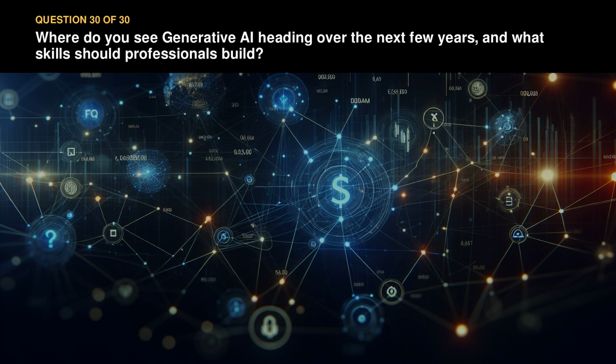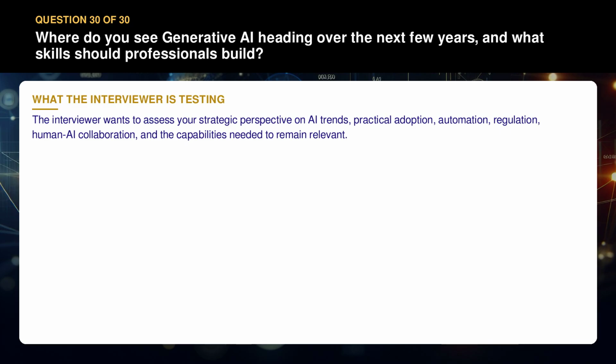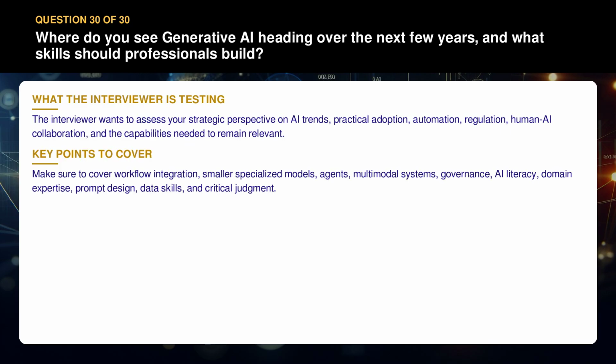Question 30. Where do you see generative AI heading over the next few years, and what skills should professionals build? The interviewer wants to assess your strategic perspective on AI trends, practical adoption, automation, regulation, human-AI collaboration, and the capabilities needed to remain relevant. Make sure to cover workflow integration, smaller specialized models, agents, multimodal systems, governance, AI literacy, domain expertise, prompt design, data skills, and critical judgment.